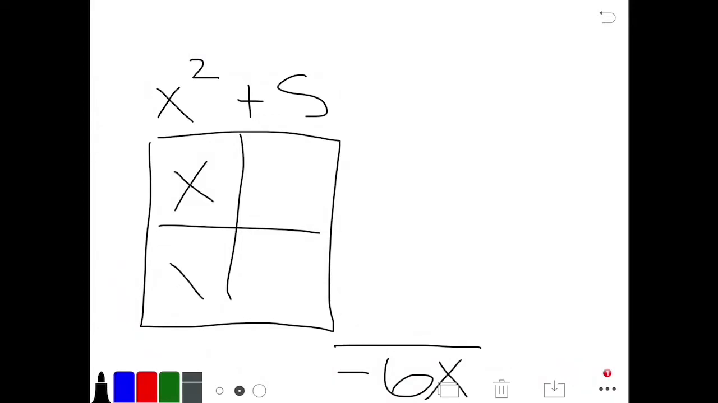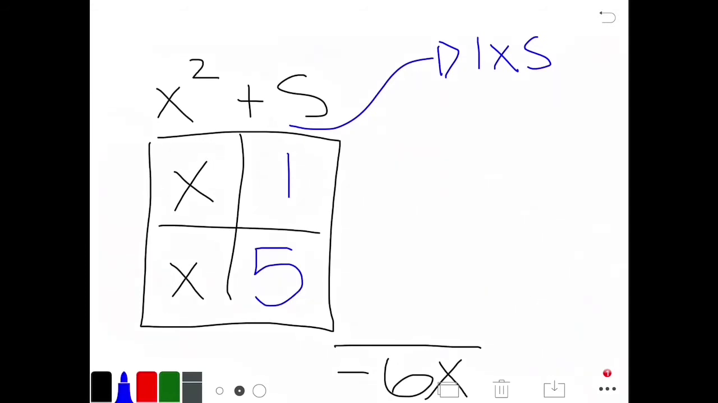You're going to put the x's in this box because x times x equals x to the power of 2. And in this box, you're trying to find a number that multiplies to 5. So obviously there's only one number that multiplies to 5, which is 1 times 5. So you put that number in this box. And this number has to add or subtract to negative 6.